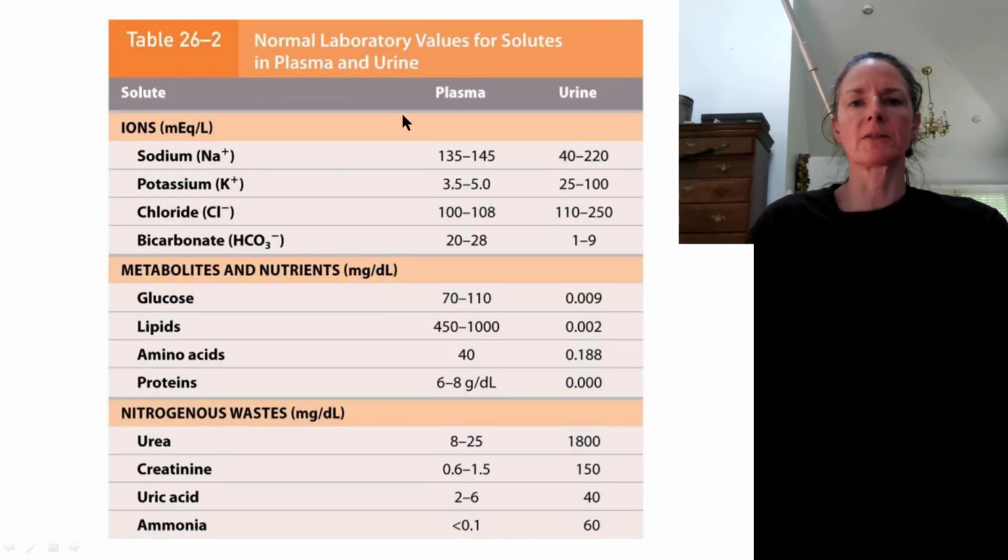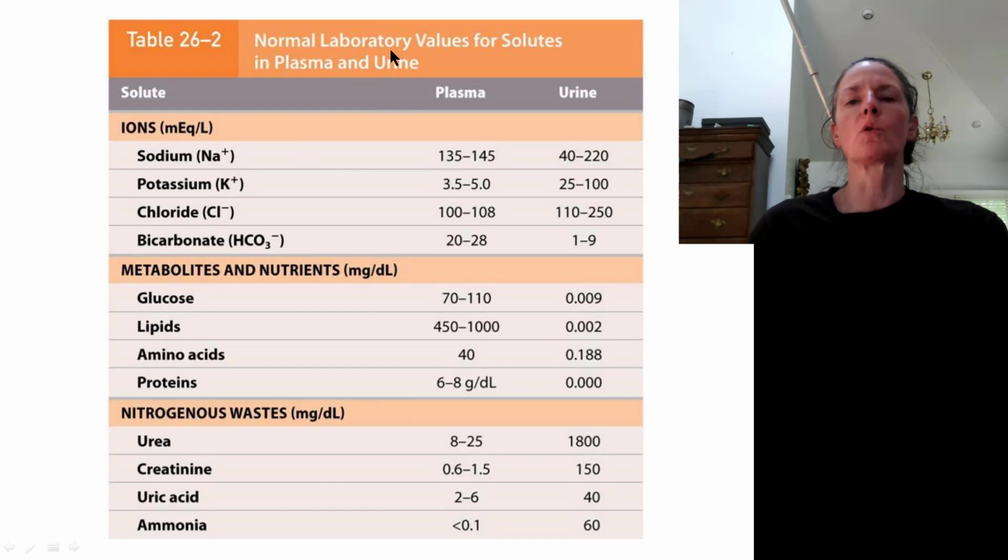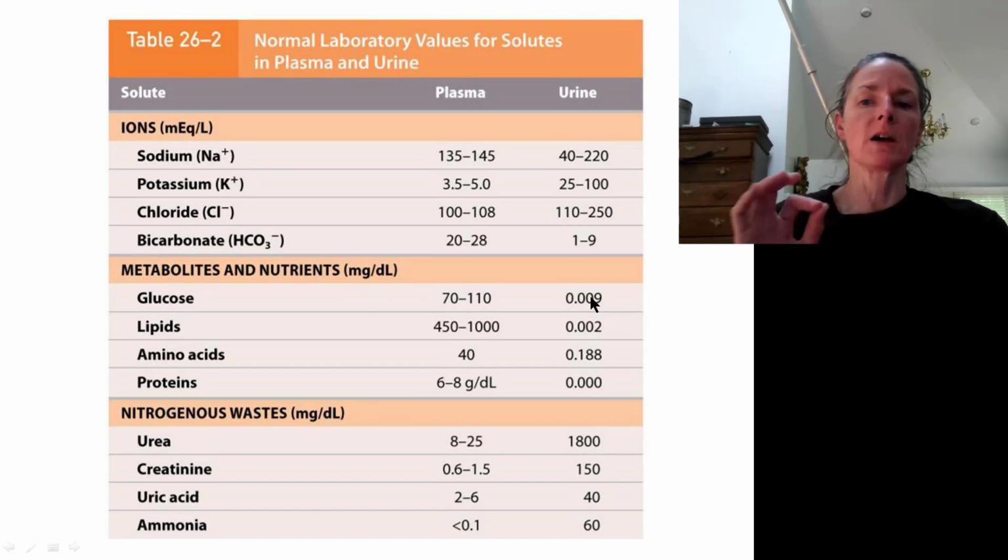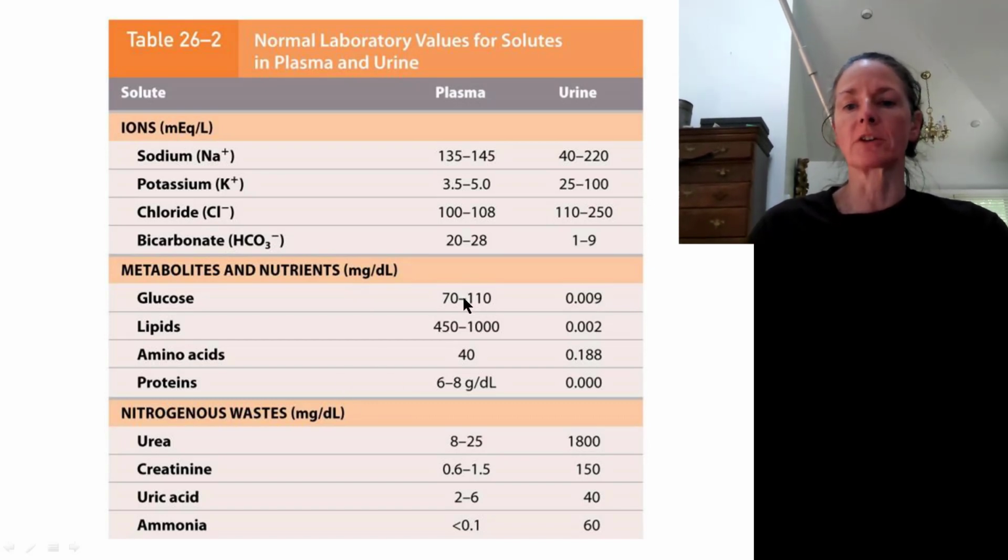All right, so here's a nice little table. And these are normal laboratory values for the solutes that you would find in plasma versus urine. And so you can see plasma concentrations of sodium, potassium, chloride, bicarbonate ion, and how they would vary in blood plasma versus in urine. And so if we look at glucose, for example, we have high glucose levels in plasma as compared to the urine. So we've recaptured almost all of the glucose that was filtered out at the glomerulus.